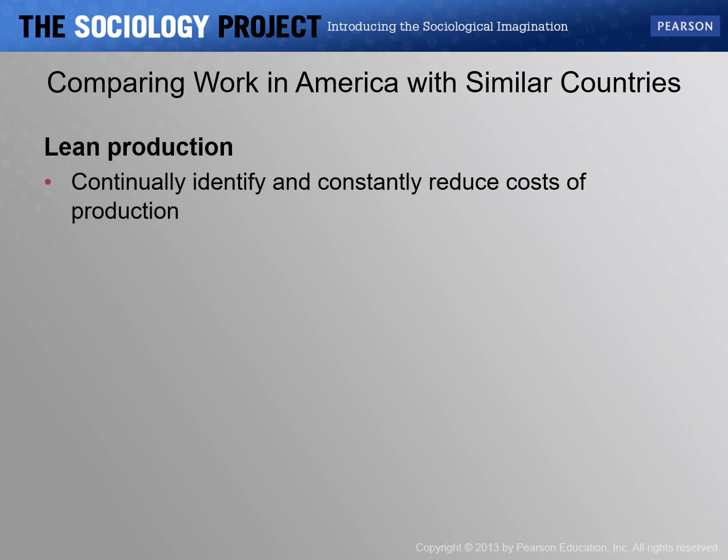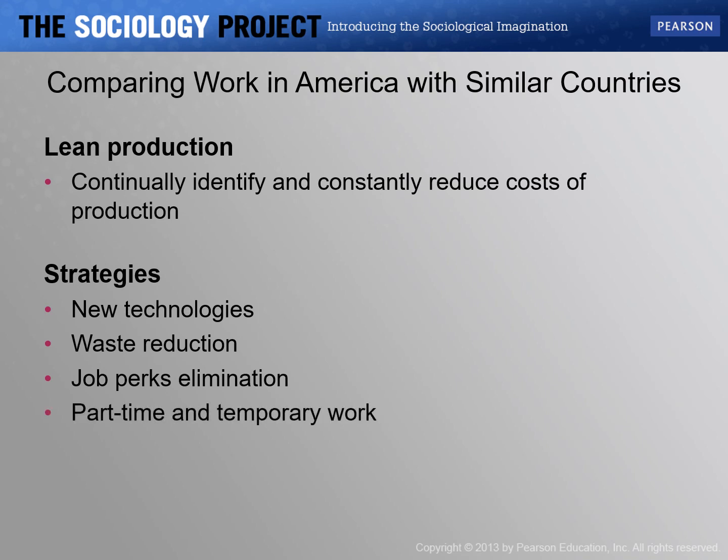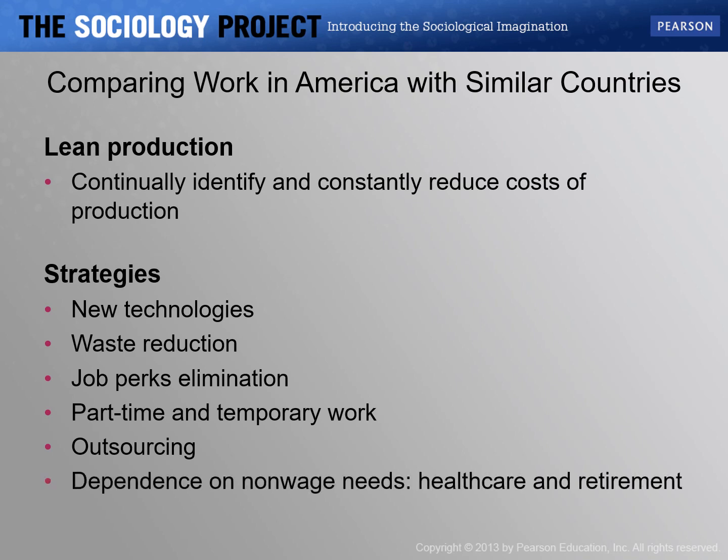There's lean production, which is continually identifying and constantly reducing costs of production. Some of the strategies include using new technologies and reducing waste. Some of the job perks are eliminated, and part-time or temporary workers are used as a way of saving money, or for that matter, outsourcing your work, since we live in more of a global economy now. And it depends on non-wage needs, such as healthcare and retirement.